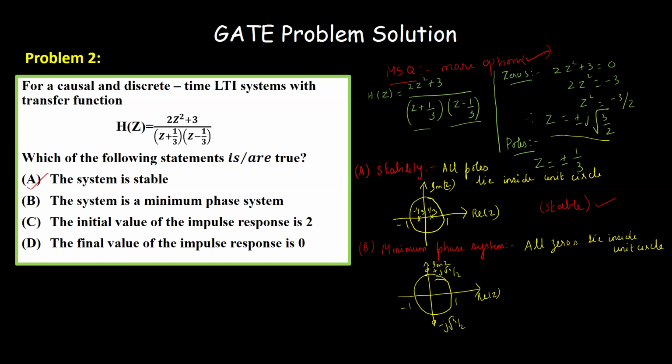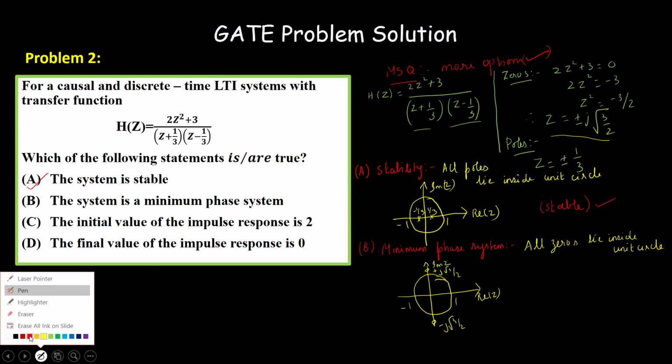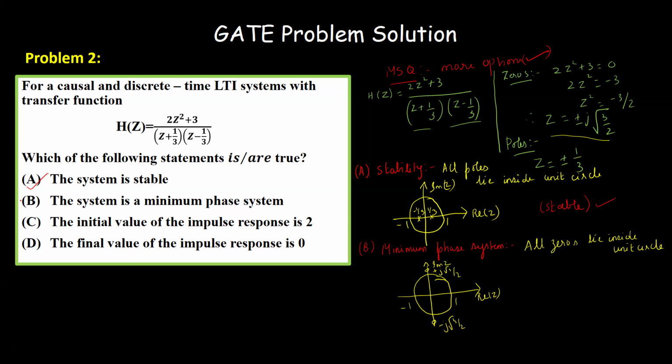So here all the zeros are lying outside the unit circle. It is not lying inside. It is lying outside. So this is not a minimum phase system. Option B is incorrect. It is wrong. We can mark it as incorrect. And then let me check for the C option. So what is the option C?